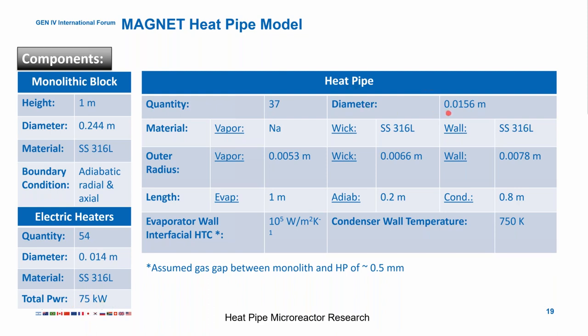And diameter of heat pipe is 0.0156. And the materials: the coolant is sodium, potassium and water, still stainless steel. And the radius is increasing from sodium to potassium and to water. The length is 2 meters total, 1 meter evaporator, same as monoliths and the electrical heater, and 0.2 meters adiabatic and 0.8 meters of condenser. And the heat transfer coefficient between the monoliths and heat pipe evaporator part is 10.5 megawatts per meter square per Kelvin. And the condenser wall temperature is 755 Kelvin. So these are the details of the magnet facility.